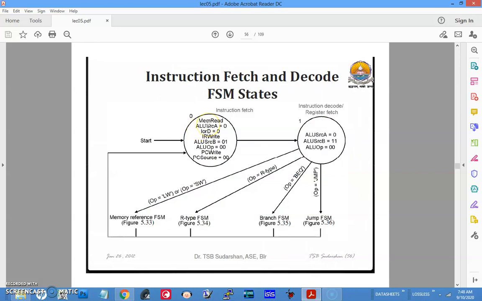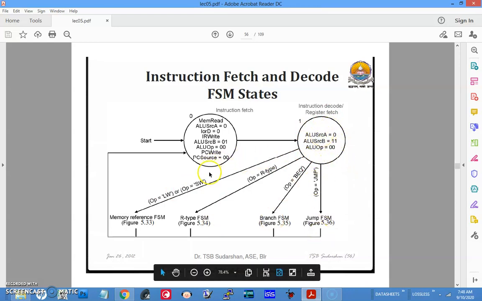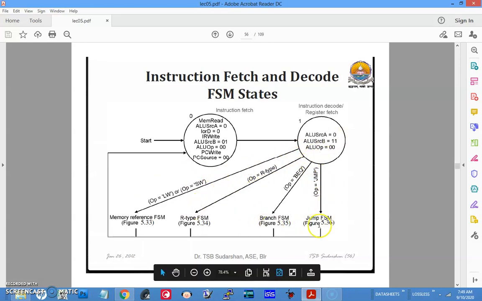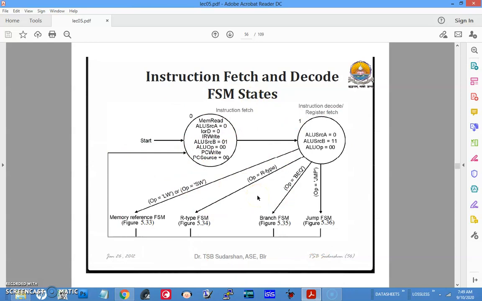Now let us see what is the representation for instruction phase. You are starting the execution. You are going to this state where all these control signals are asserted. From this state you are going to the instruction decode and register fetch state. From there are different paths based on the instruction that you have decoded. If the decoded instruction is a load word or store word, you take this state diagram. If it is an R-type, you take this path. Likewise it goes, and finally everybody completes their execution, and again you are coming back to the instruction fetch. So this completes like a loop forever, and all the instructions of your program will get executed.